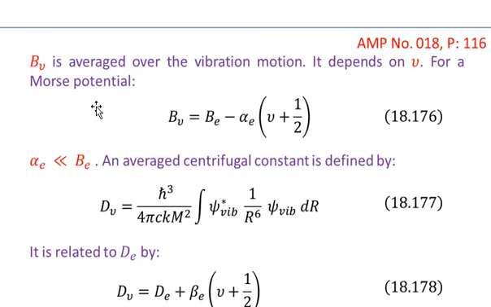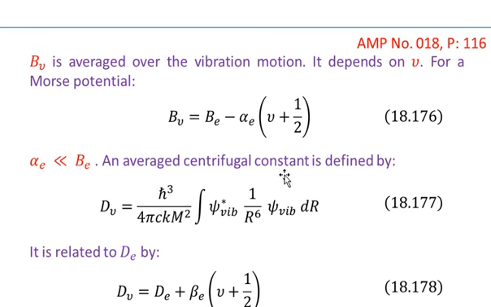For a Morse potential, you see that the Morse potential is a very important potential, and unfortunately I am giving you the mathematical form of this Morse potential for the first time in this lecture. I should have talked about the Morse potential much earlier, but nevertheless, it is never too late. So BV is equal to BE minus alpha E times V plus half, where V is the vibrational quantum number. This alpha E is much less than BE.